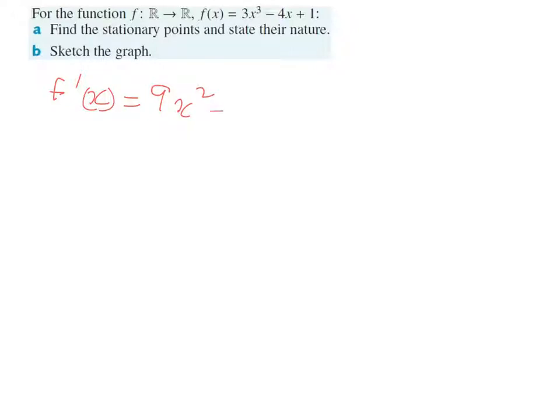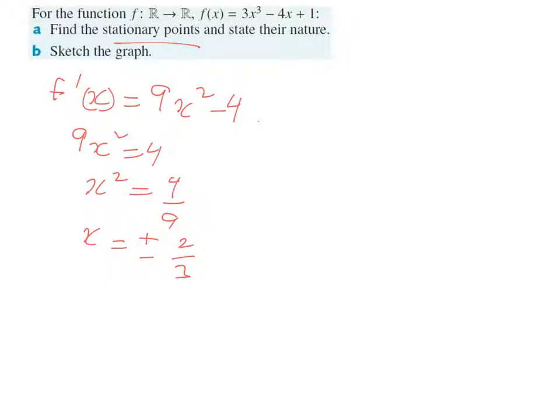9x squared minus 4. So we want to find where they are, so we're going to let our derivative equal 0. So 9x squared equals 4. So then we've got x squared equals 4 over 9. So x equals plus or minus 2 over 3. So that's our points. That's where we know we've got stationary points. Now, we're trying to find if they're maximum or minimum stationary points.